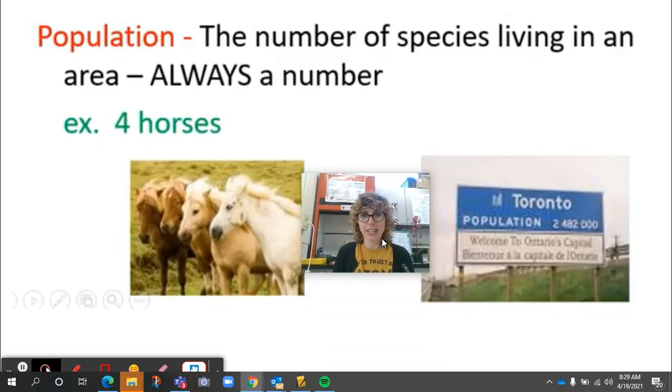Okay, what is a population? So a population, I want you to think a number. We're counting. It's the number of a species living in an area. So how many horses are in this population? 4. How many humans are in this population in the city of Toronto? 2,482,000. So it's a number, how many of that species?